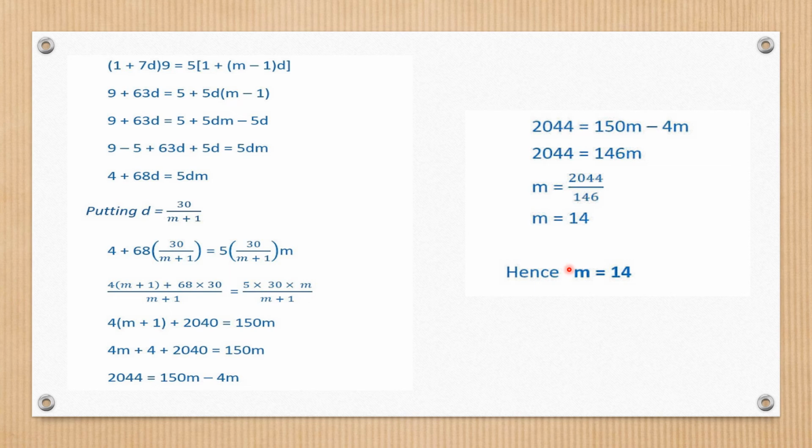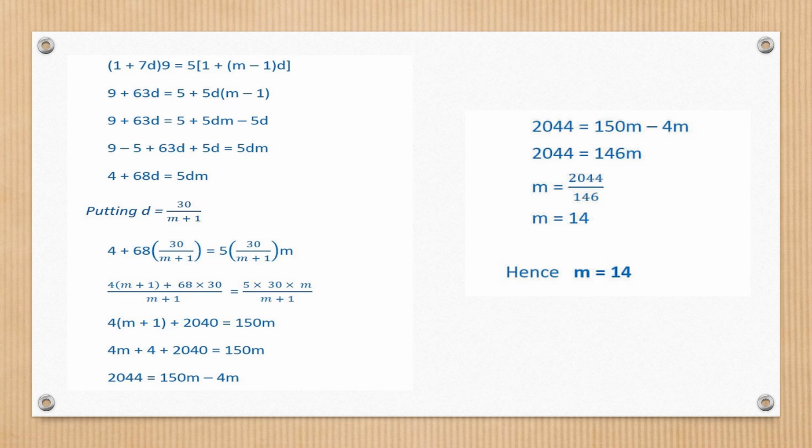Please see the table carefully. It is taken as a plus d. The second number is taken as a plus 2d. So the seventh number is taken as a plus 7d. It is not taken as 1 less. And similarly, the m minus 1th number is taken as a plus (m minus 1)d. Please remember this.